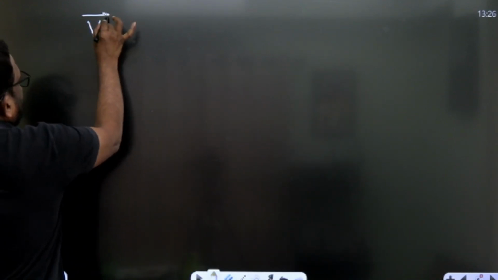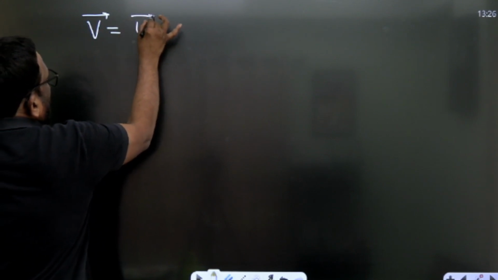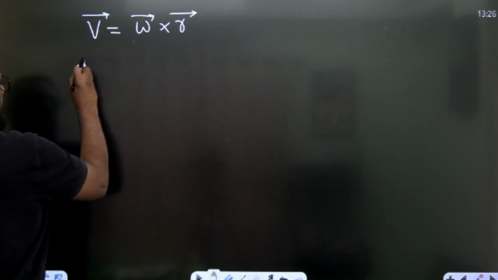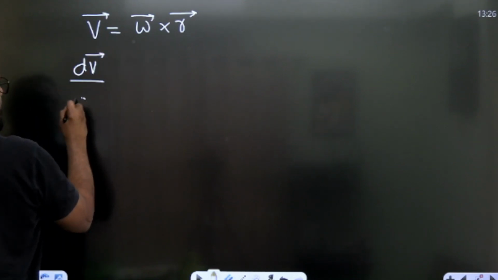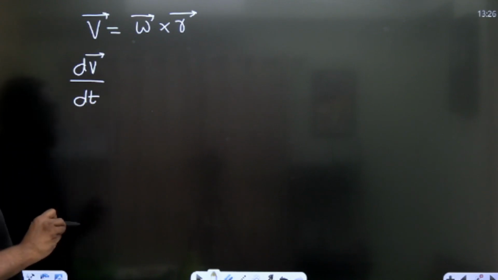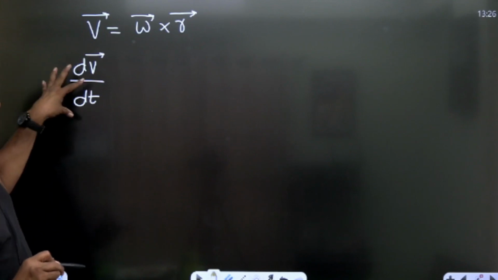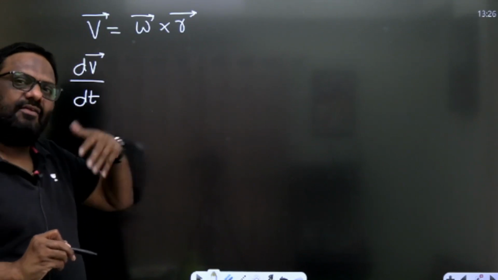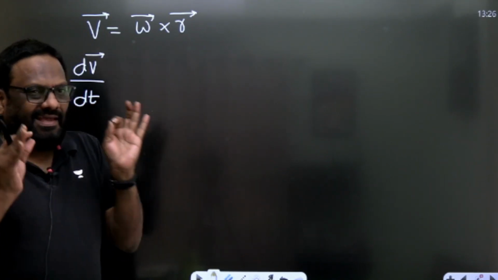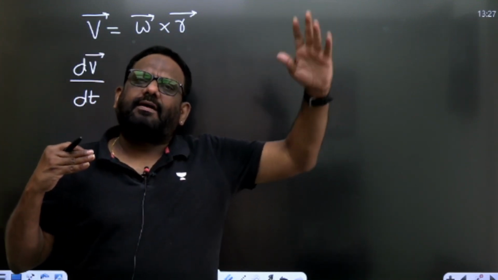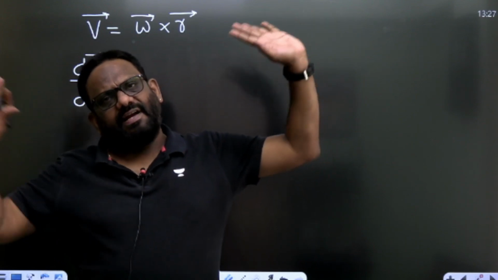V is equal to omega cross R. Okay, sirs, V is equal to omega cross R. Differentiate this velocity, so dV by dt. Please note down that it is a vector and I am operating differentiation. So here calculus and vectors both are going hand in hand. They never interfere. Vector will do its own work and calculus will do its own work independently.